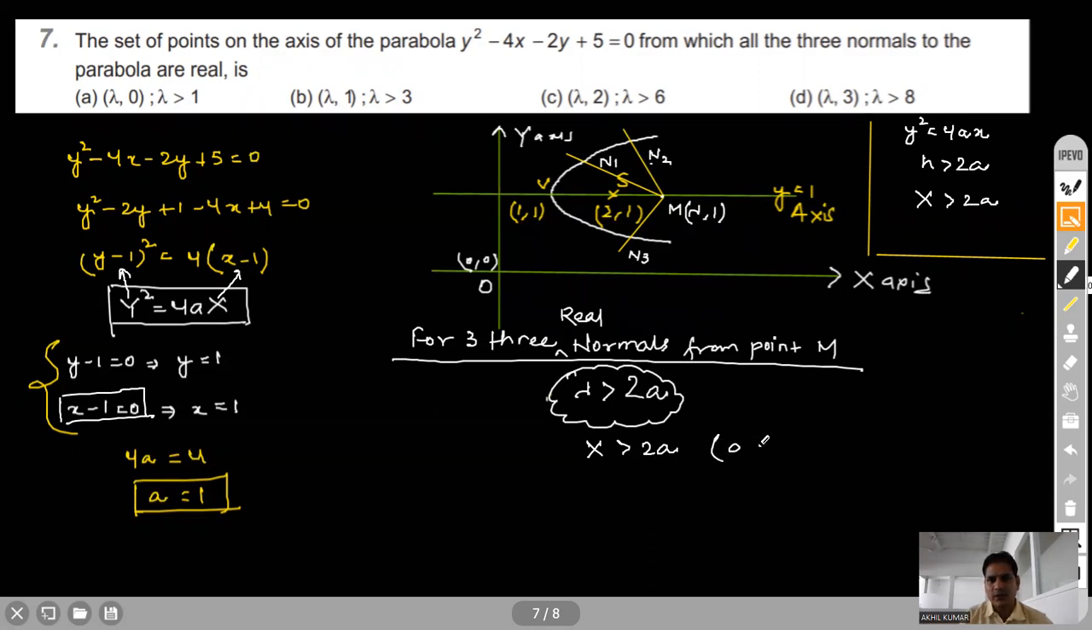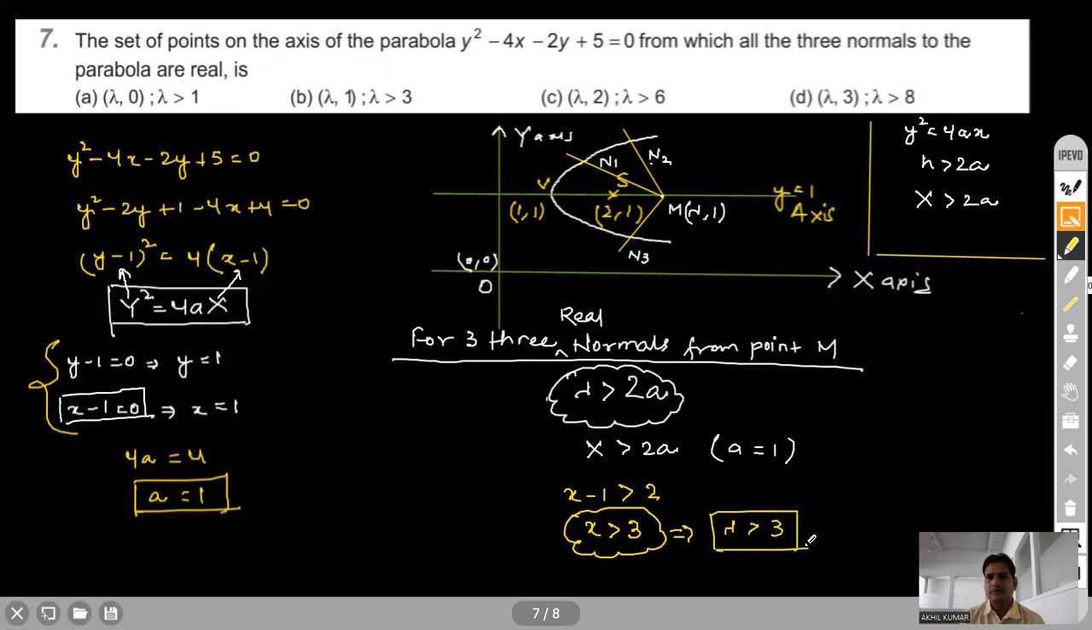And what is a? A is 1. So I will put the value of a and the value of capital X, that is x minus 1 should be greater than 2. So from here x should be greater than 3. And what is x? This lambda only. So this implies lambda should be greater than 3. If lambda is greater than 3, then only we will be able to draw three real normals. If lambda is less than 3, we will not be able to plot the three real normals. So I think this question is clear to all. Lambda should be greater than 3, so this is our correct option, option B.